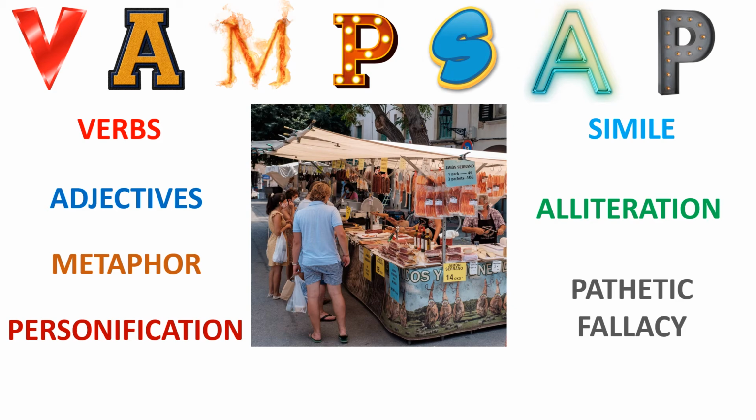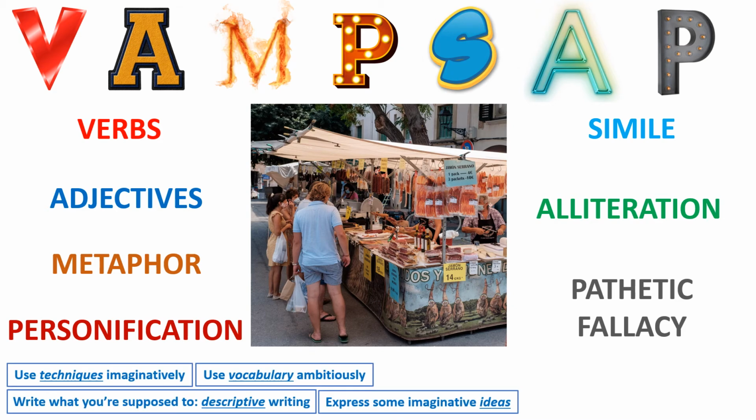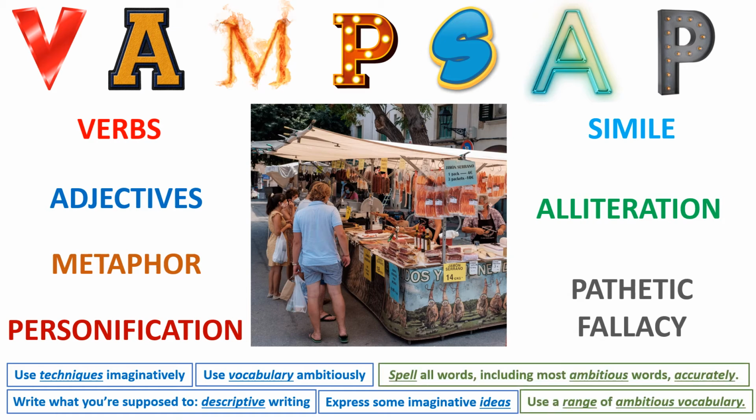Why use VampSap? Is Miss just making random acronyms up? No, of course not. First of all, what marks do you get from VampSap? Using techniques imaginatively, using vocabulary ambitiously. They're all descriptive techniques, and it shows that you are being imaginative with your ideas. AO6, ambitious words, remember, and using a range of ambitious vocabulary. Look at all those places you are hitting the mark scheme by using VampSap.